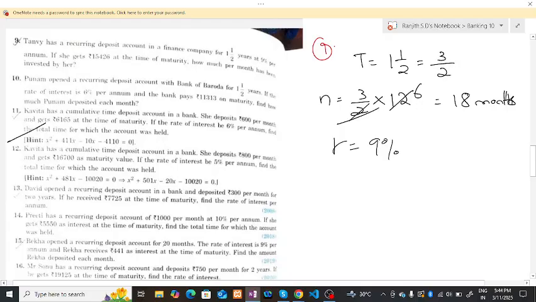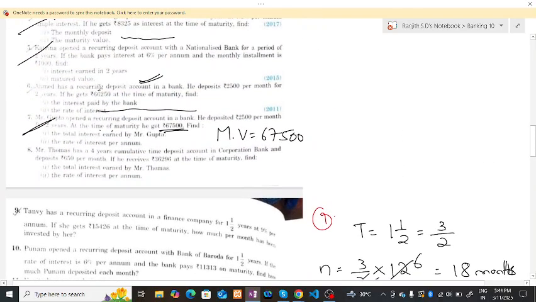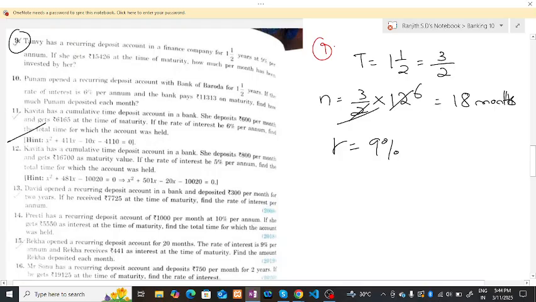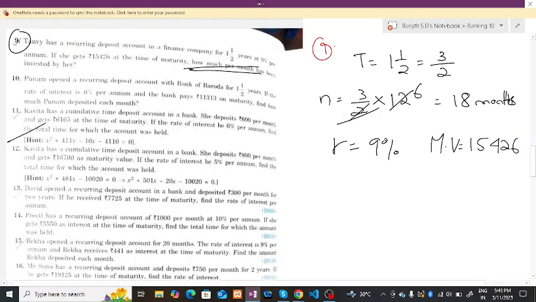Wait, don't solve this. If she gets the maturity value, find how much per month has been invested. You can skip the other question, whatever I told you to solve for homework. Try the ninth one for homework. What are we supposed to find here? Rate is given. I'll just explain this; you can do it for homework. Maturity value is 15,426. If MV is given, it's a tough question. We'll do it.